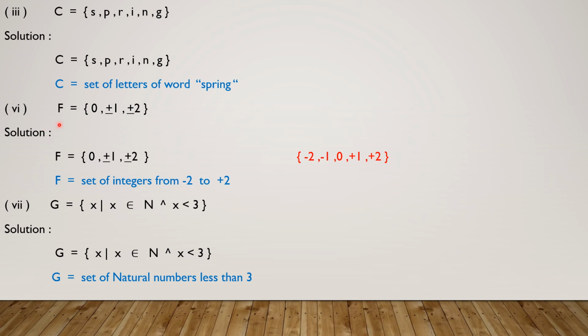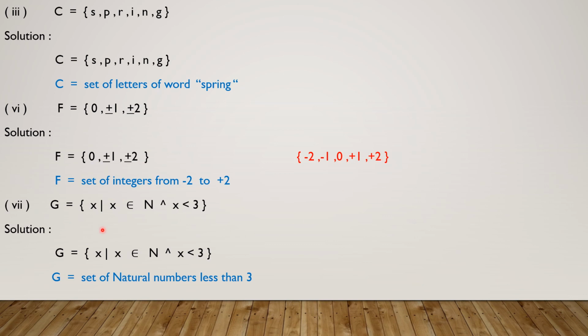The next set is F equals 0, plus minus 1, plus minus 2. Now these are a set of integers. You know very well, in integers we have both positive and negative numbers. So how do we describe this set? Set of integers from -2 to +2.